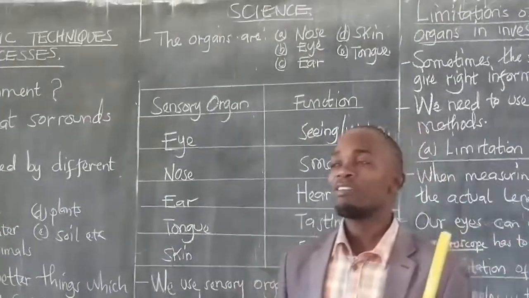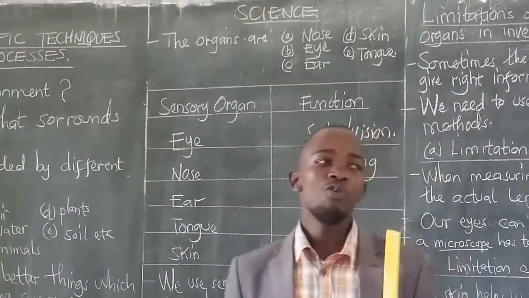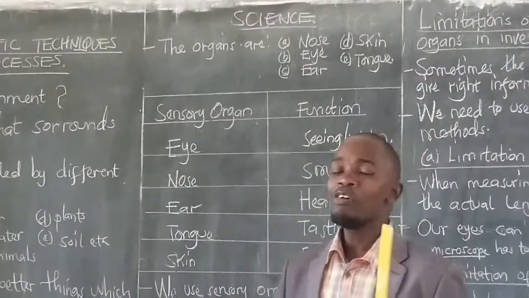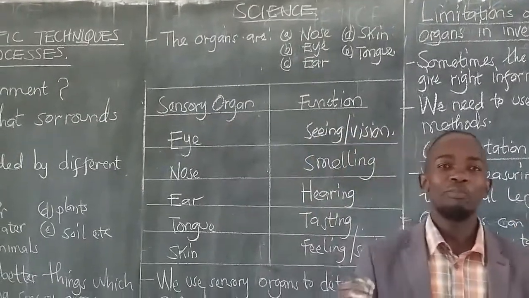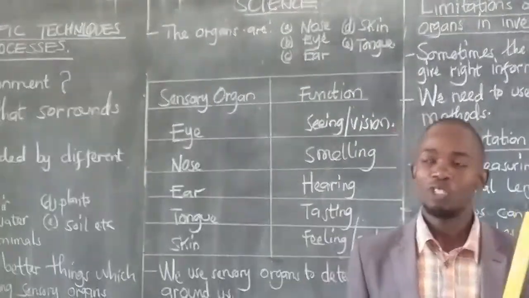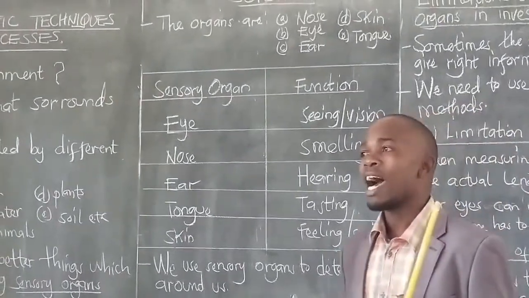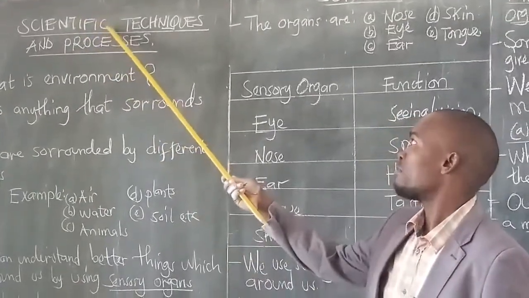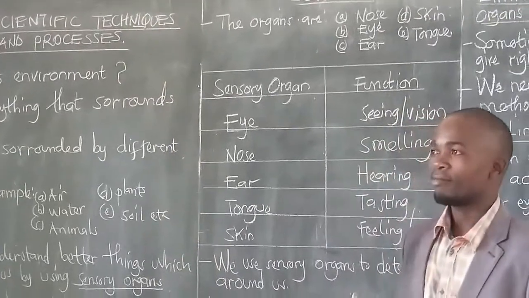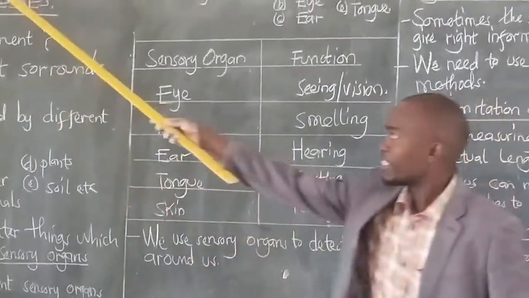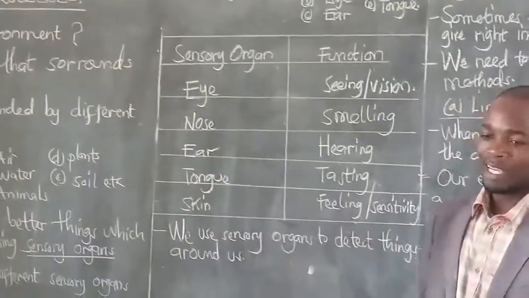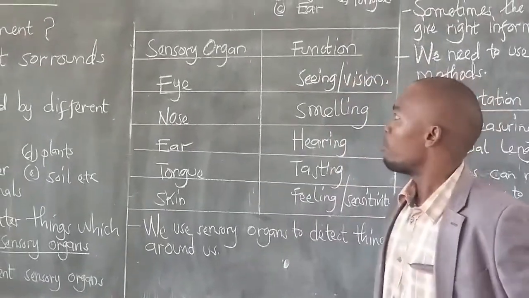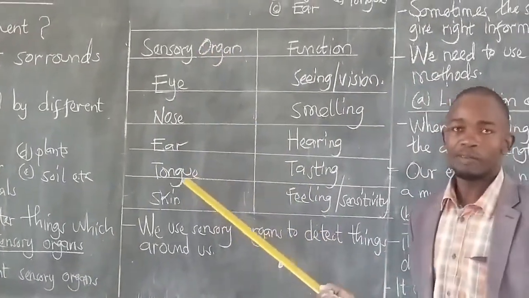Why do we do scientific investigation? Why do we do scientific experiment? We do scientific experiment in order to find the solution to problems scientifically. So, today is just a simple introduction to this topic, that is topic 6, scientific techniques and processes. By doing various investigations, we bring all these 5 sensory organs on board.